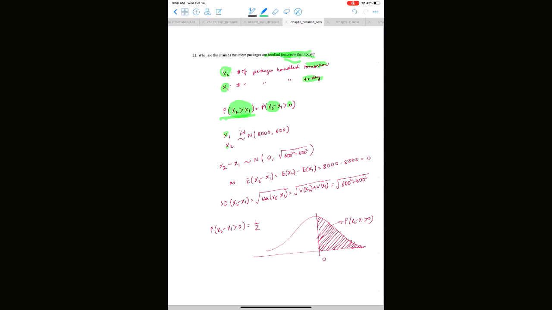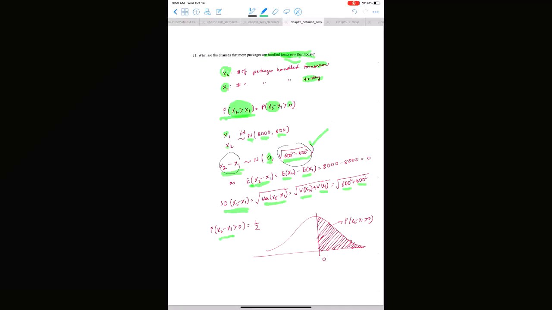Now x1 and x2 are IID normal with some mean and some standard deviation. So x2 minus x1 shall be normal with a certain expectation and a certain standard deviation. How do I find these two numbers? The first number is the mean, the second is the standard deviation. The expected value of x2 minus x1 is the expected value of x2 minus the expected value of x1. The standard deviation of x2 minus x1 is the square root of the variance, which is the sum of the individual variances, 600 squared plus 600 squared.